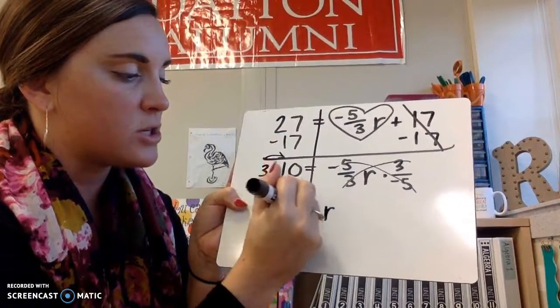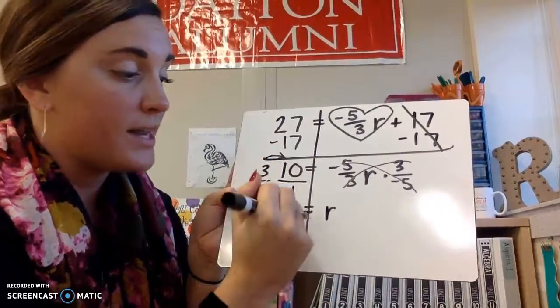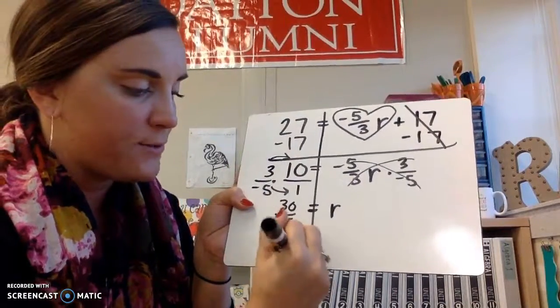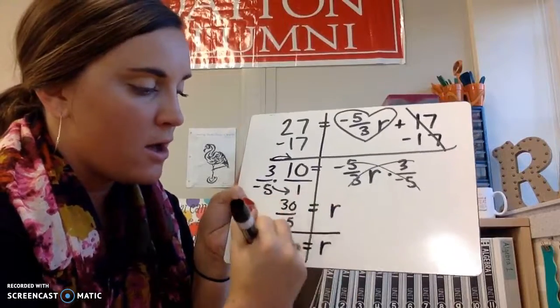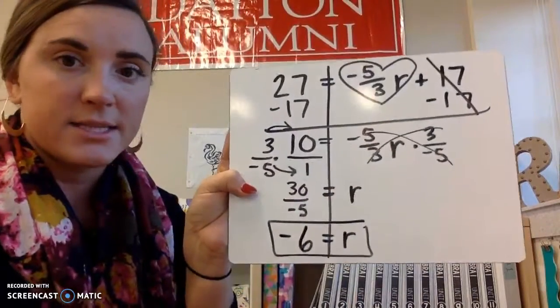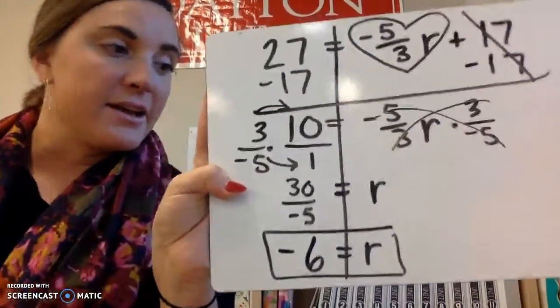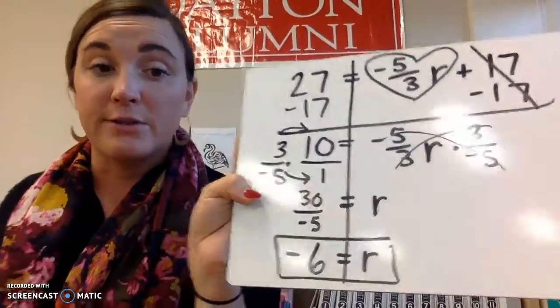3 times 10 is 30. 5 times 1 is -5. 30 divided by -5, different signs, negative answer, r equals -6. All right, hang on in there. We got 6 more to go for those of you that need any of these corrections for the bottom portion.